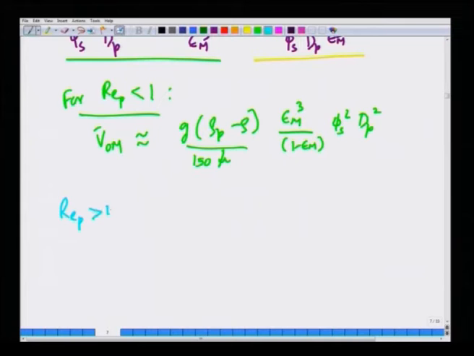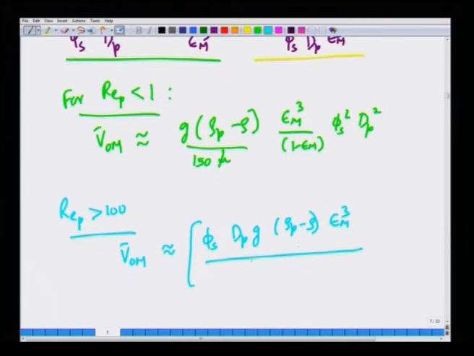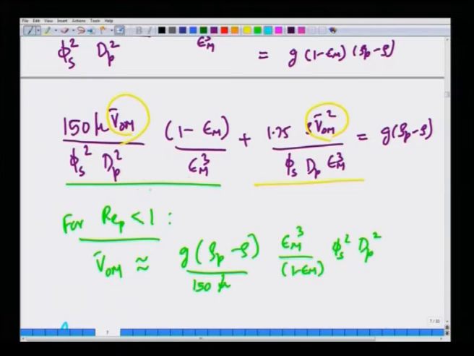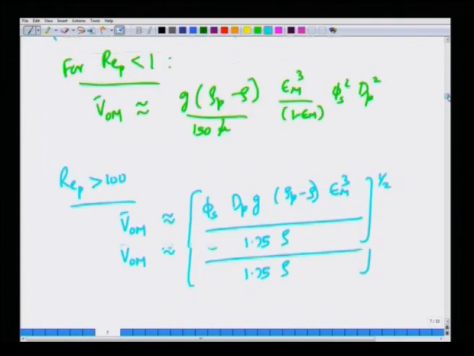For REp greater than 100, we will use the second term to balance the right side of the equation to get V0m equal to the square root of phi s dp g (rho p minus rho) epsilon m cubed divided by 1.75 rho. This is to the power half, because that term has V0m squared. So if you neglect the other term and take only this term, you have V0m squared, and you take the square root to get V0m.